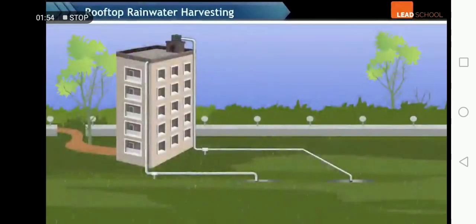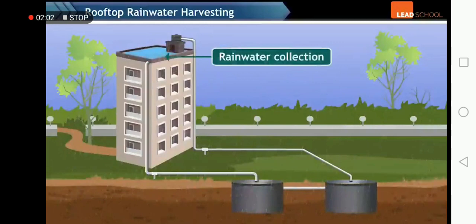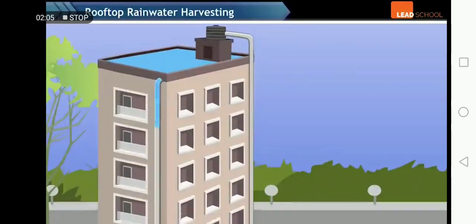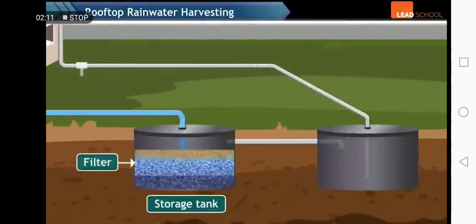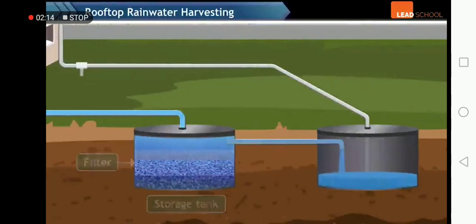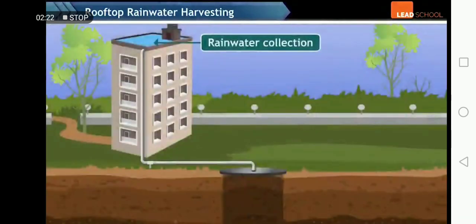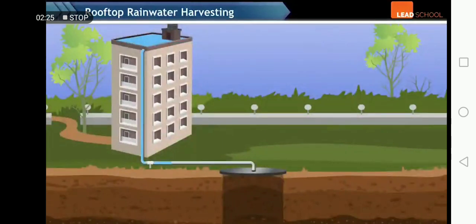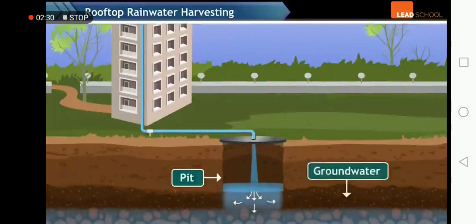First is rooftop rainwater harvesting, which can be done in two ways. In the first way, the rainwater is collected on the roof of a building. Then, with the help of a pipe, it is transferred to a storage tank. This water is then filtered and used. In the second way, the rainwater is collected from the roof and then transferred into a pit in the ground. This transferred water gets added to the groundwater and helps in increasing groundwater levels.